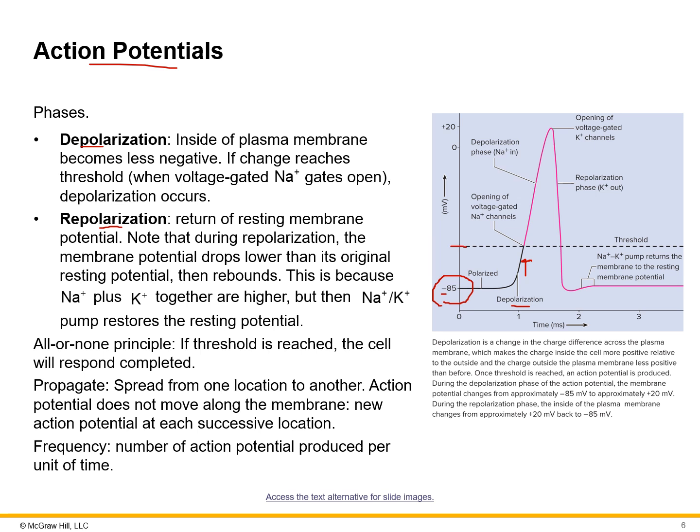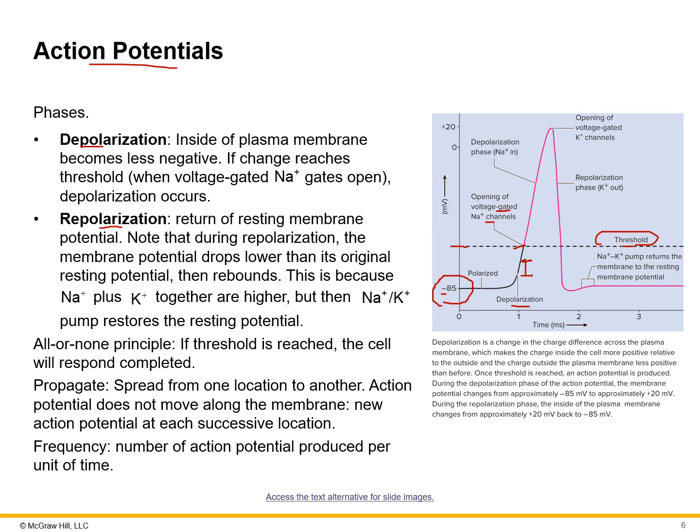If it reaches what's called a threshold, so it's not just a minor little change like going from negative 85 to negative 80. It has to be a significant change in that membrane potential. Again, a lot of sodium coming in. If it reaches the threshold, essentially what's going to happen at this point is this is going to open those voltage-gated sodium channels.